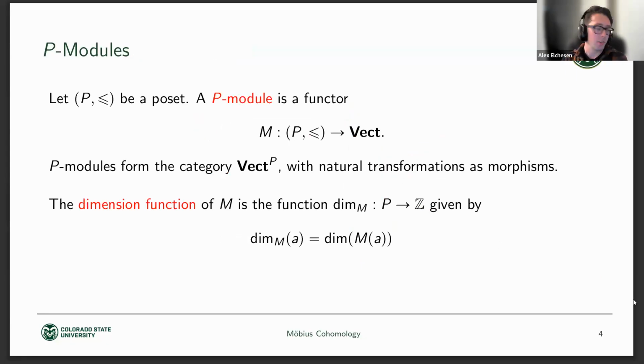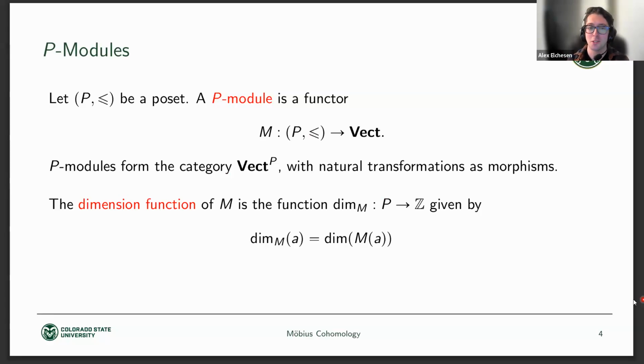Okay. So we're going to want to enrich this Möbius inversion story. Möbius inversion only deals with integer valued functions on posets. What we want to do is actually look at algebraic structure on a poset. So we're going to have vector spaces at each point on our poset, and then linear maps between those vector spaces. And that's what's called a P module.